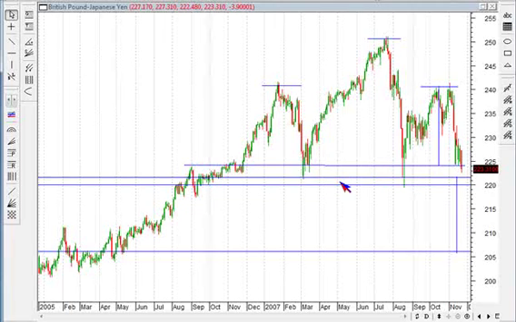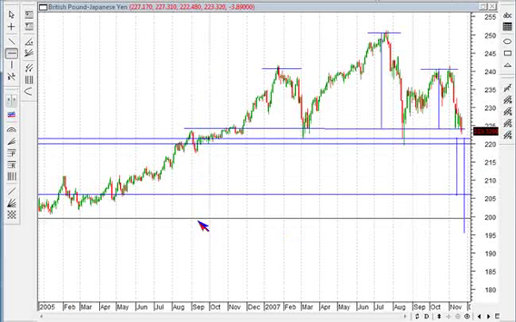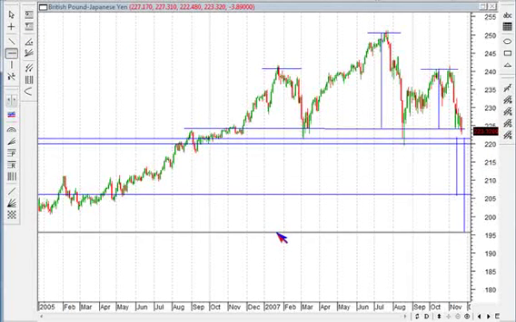Then the second projection level is based on the head, the distance between the head and the neckline. So we draw that there, make a copy of this, paste it, bring it over here, and I'm going to have to move the chart a little bit. Oh, imagine if this retraced all the way back down here to 196. That'd be quite a move.